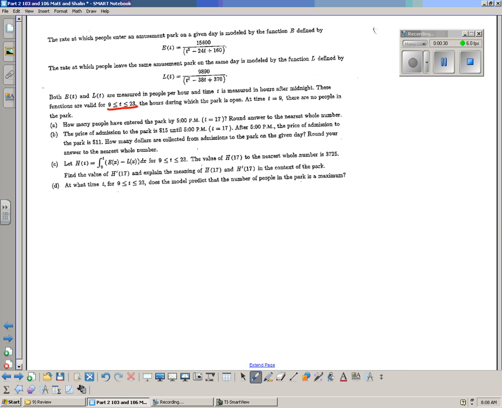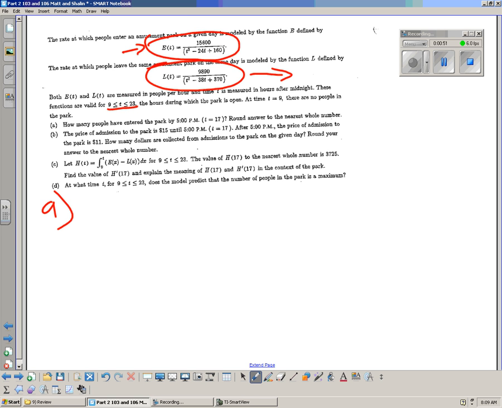Now, a good thing to look at first is to know your formulas that they give you. So this formula up here is how many people are entering. This formula here is how many people are leaving. Now for A, it says how many people have entered the park by 5 p.m., t equals 17. So we are going to be using the top formula.